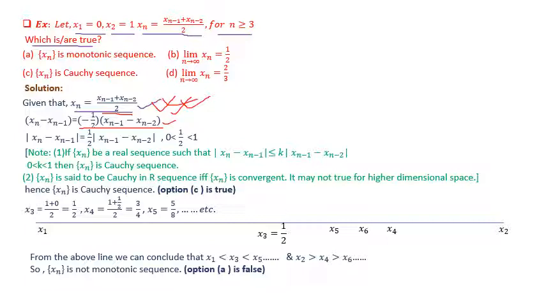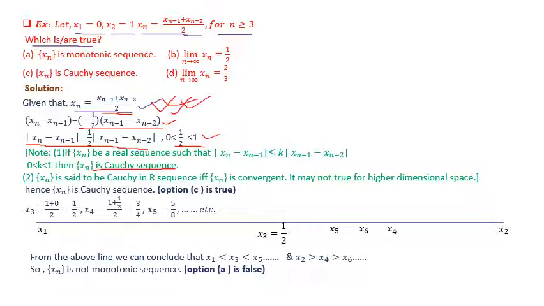Now taking mod on both sides, we will get mod of (xn minus xn minus 1) equals half times mod of (xn minus 1 minus xn minus 2). And this half obviously lies within 0 and 1. From this relation, we can conclude that the sequence xn is a Cauchy sequence.